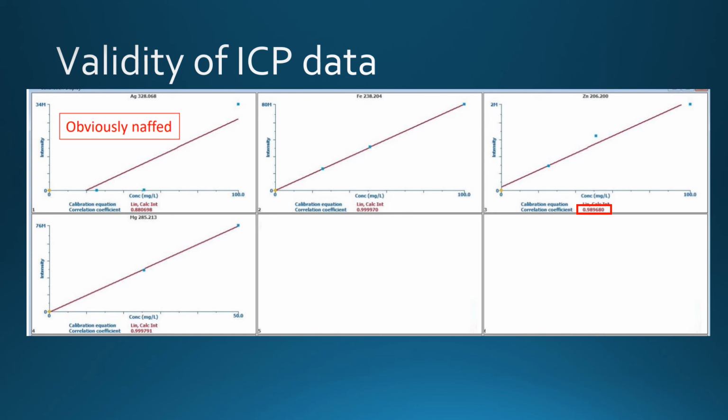And finally, if we were looking at the magnesium curve here, this one is also quite well calibrated. So if we were able to get a result for this one, I think we could quite safely say that it would have been quite accurate data for that one.